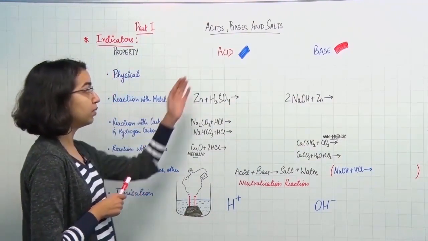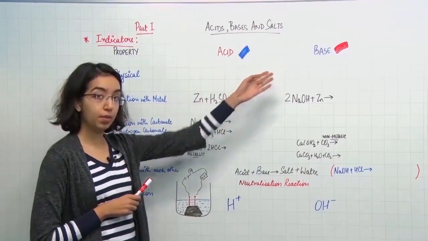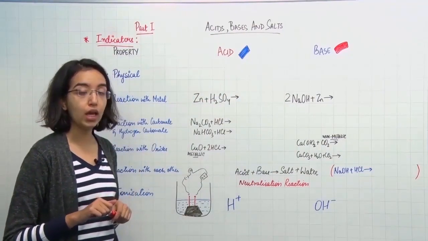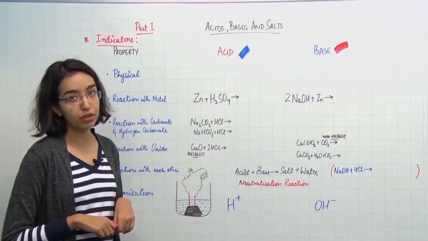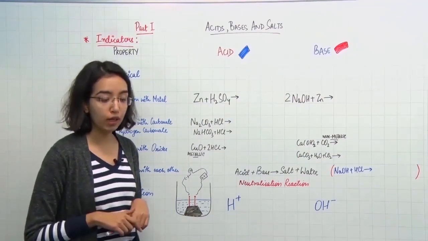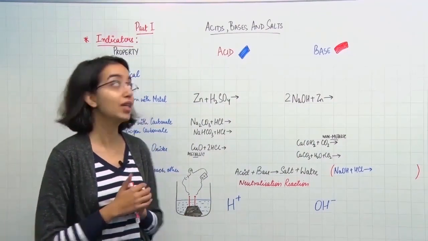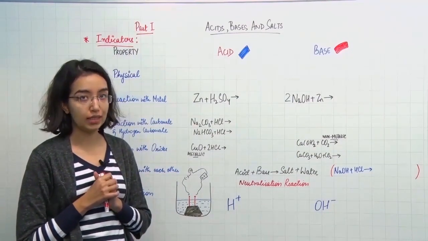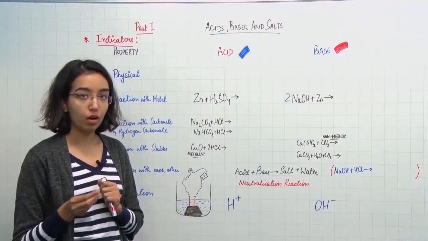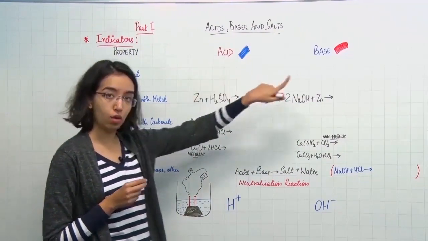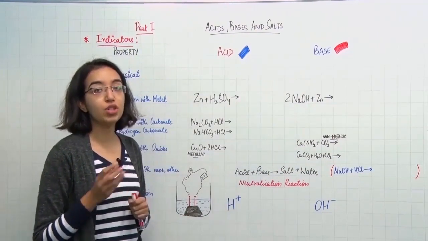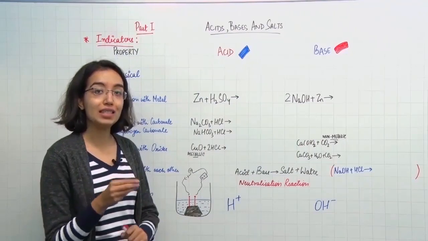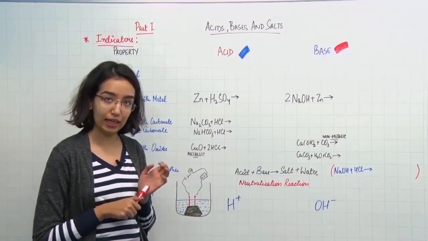In the first part, we will be discussing what is acid, what is base, what are their chemical properties, and how do they react with different substances. But before beginning with that, we need to understand what is an indicator. So indicators are those substances which change their color when they come in contact with acid or base. Substances which change their color to show acidity or basicity are called indicators.